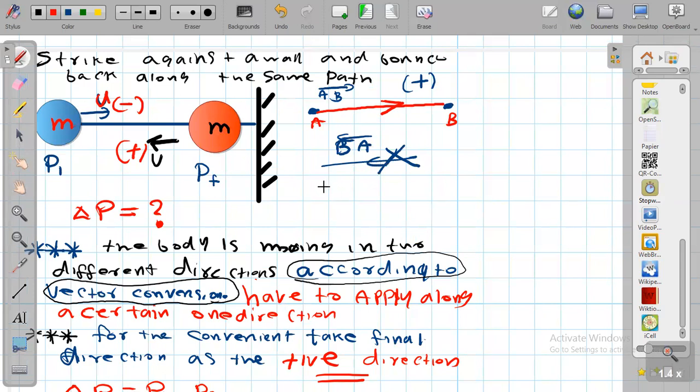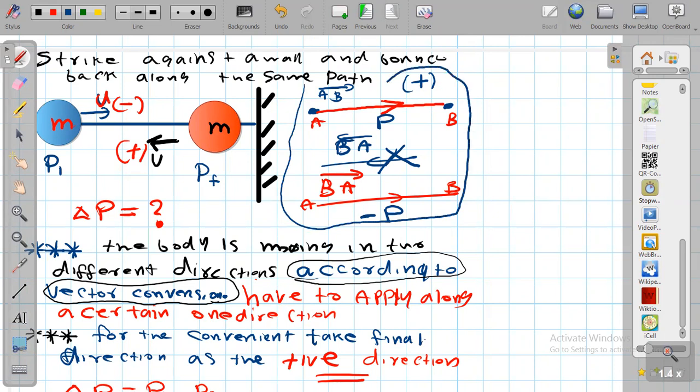So what can I do? I am going to get the B to A vector in the same direction. It is coming from B to A now, but my arrow can't change. So if this one is P, what is this one going to be? This one is going to be minus P. Understand? This one is minus P because of the opposite direction. This is what we call vector convention.